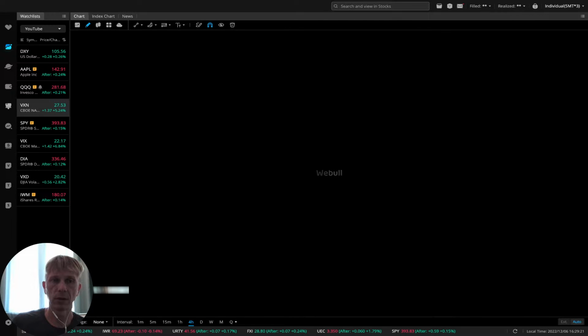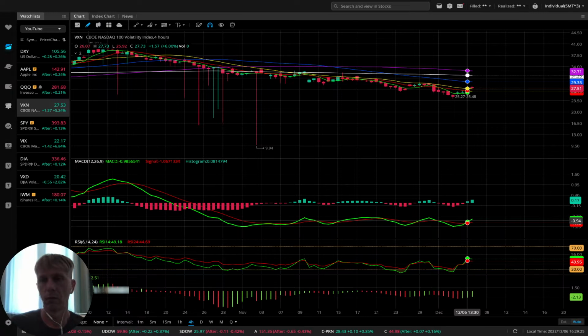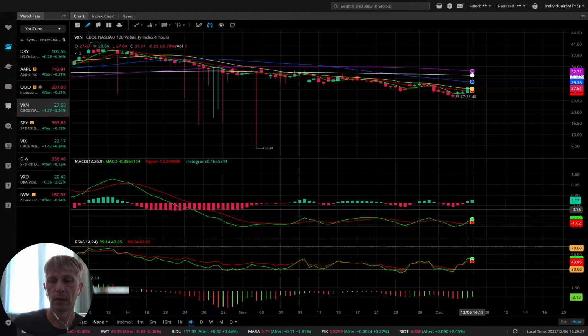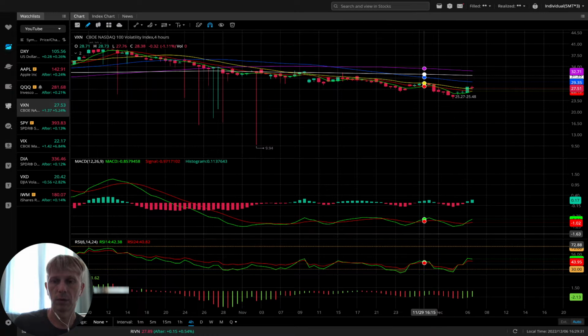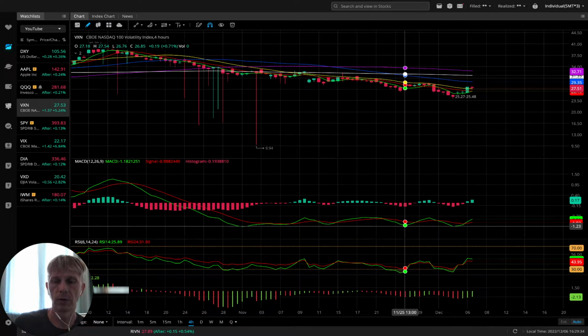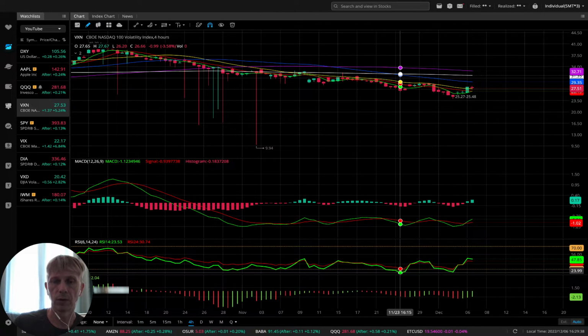But on 4 hours, it's already bullish. For the last 2 bars, bullish on all indicators, with bullish divergences, right? Yes. Bullish divergences on all indicators.